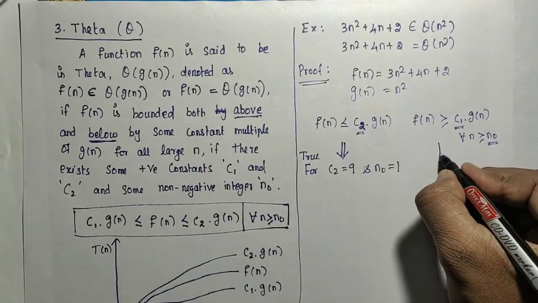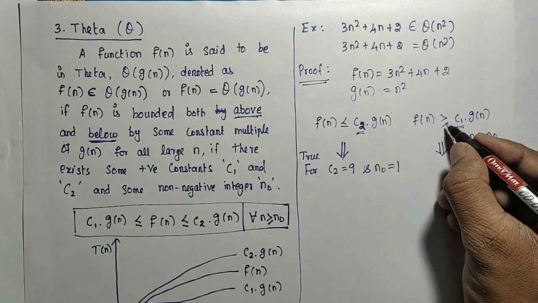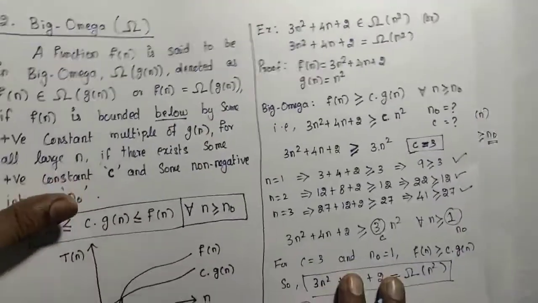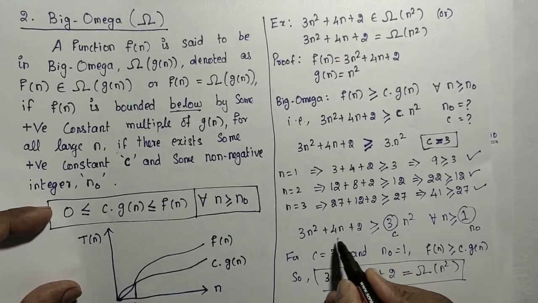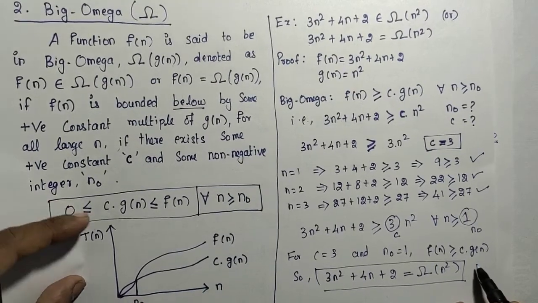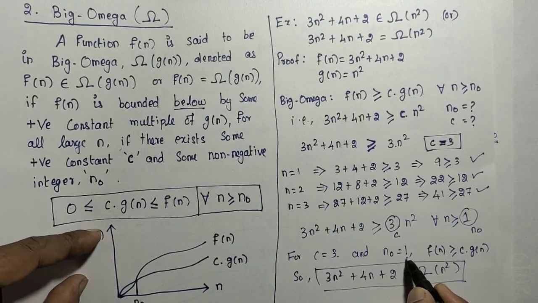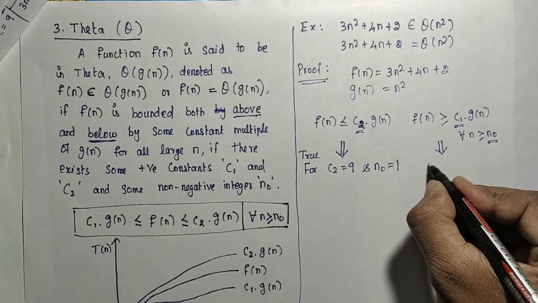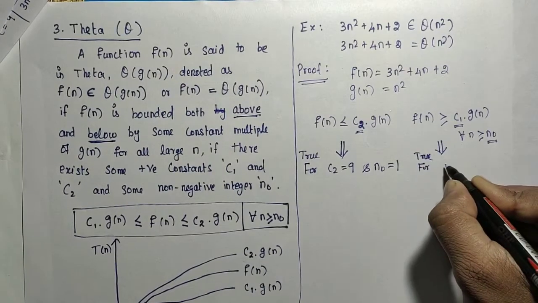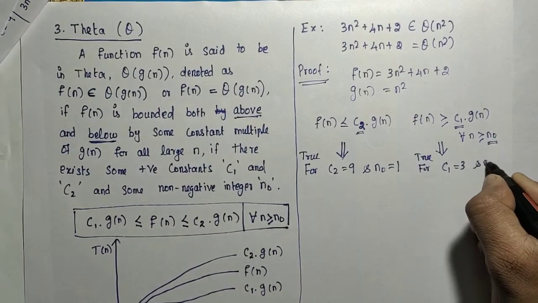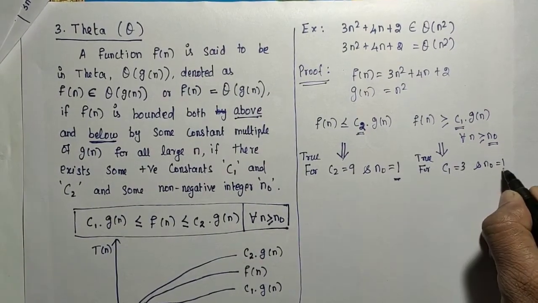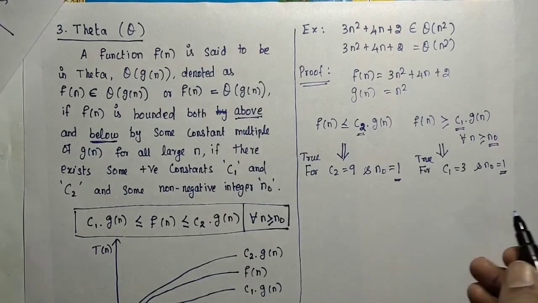And then for this, we already proved that f of n is greater than or equal to c1 into g of n. For that we need to consider the big omega. So here we have proved that f of n is greater than or equal to c into g of n for c equal to 3 and n naught equal to 1. So it is true for c1 equal to 3 and n naught equal to 1. So I need to choose the bigger one. Which is the maximum between this n naught and this n naught? Both are the same.